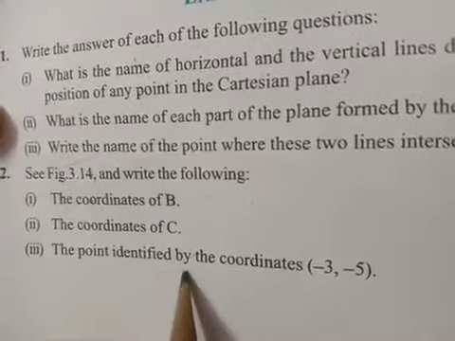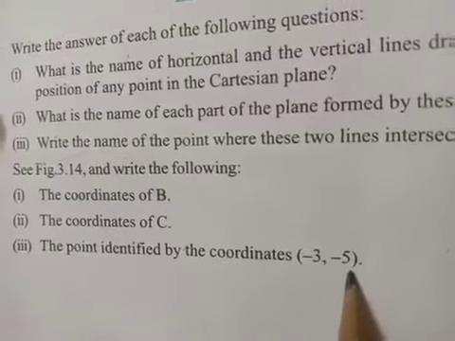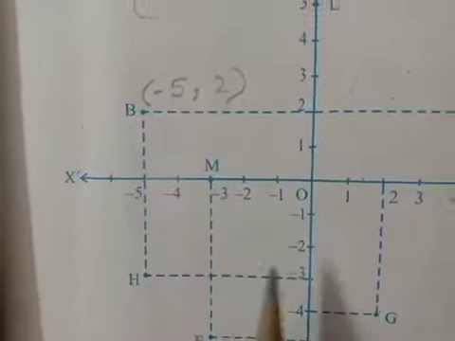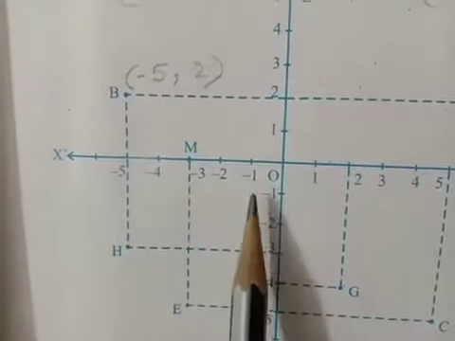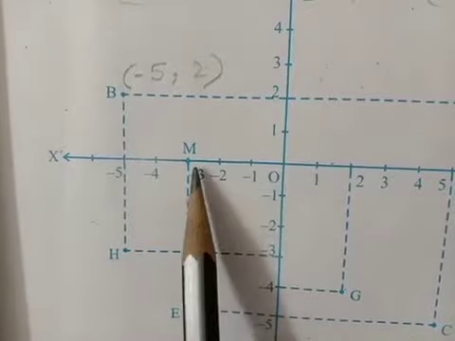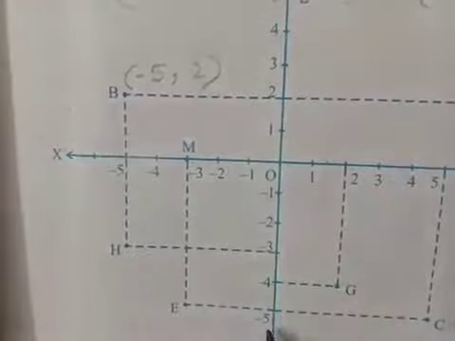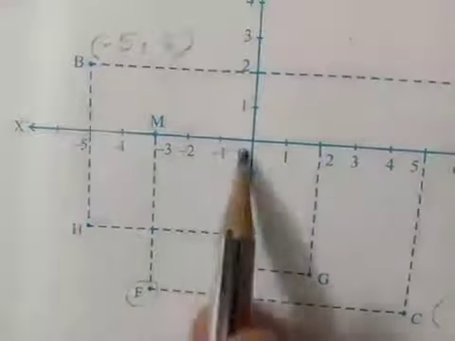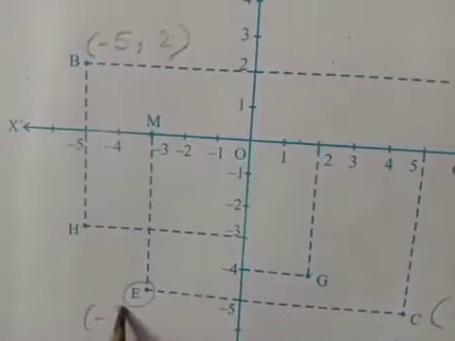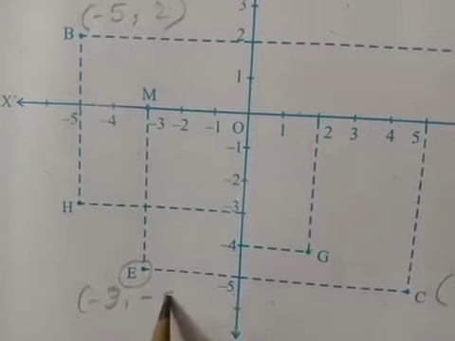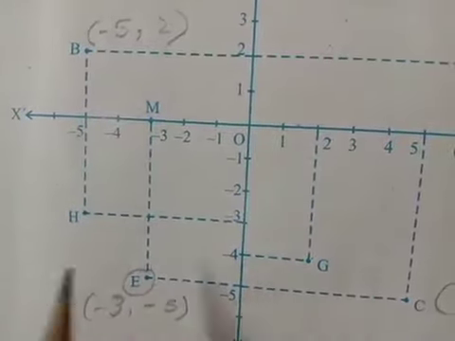The point identified by the coordinates minus 3, minus 5. So first is the x coordinate. This is minus 3, and the y coordinate is how much? Minus 5. So which point is represented? It is point E. Minus 3, comma, minus 5.